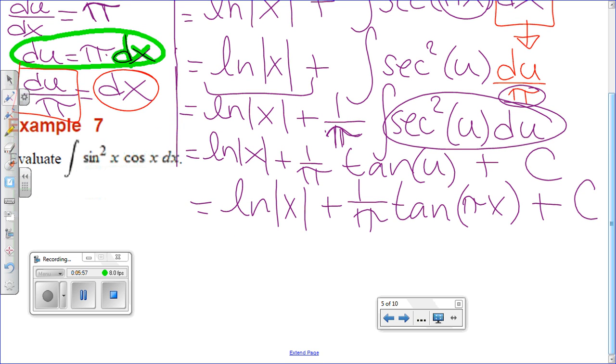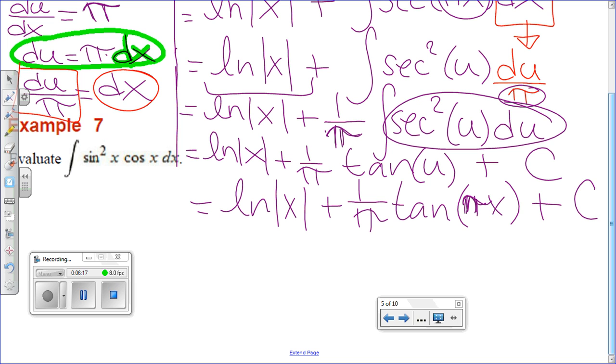Can it be tangent x? No. The pi is the coefficient of the angle, and the 1 over pi is just the coefficient of tangent. So no, we cannot cancel them.